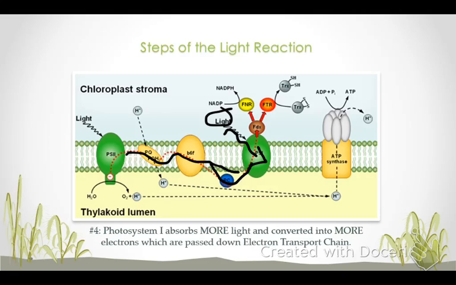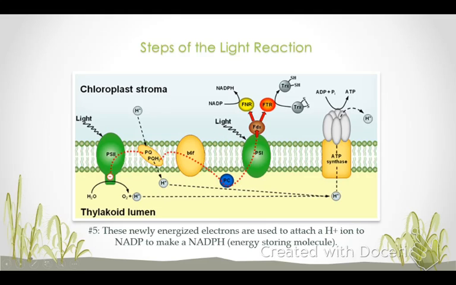Those electrons have a job to make a new molecule. We're going to take NADP, and we're going to attach a hydrogen ion from the outside, out here, and there's hydrogens that are floating around out there. It's going to take an NADP and convert it into an NADPH. NADPH is very important for what we're going to use it for. It's an energy storing molecule. So those electrons get passed down and save them as an energy storing molecule.